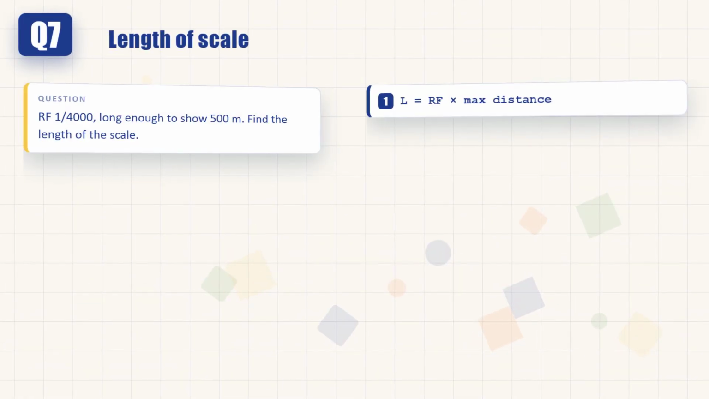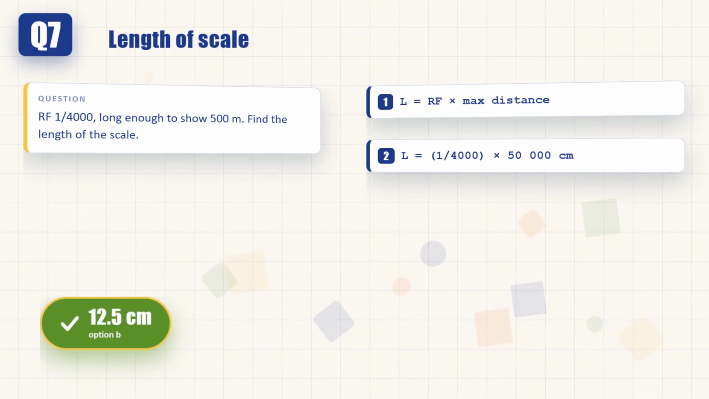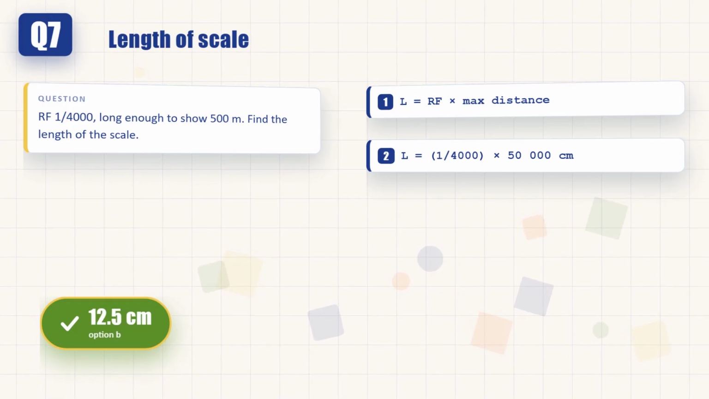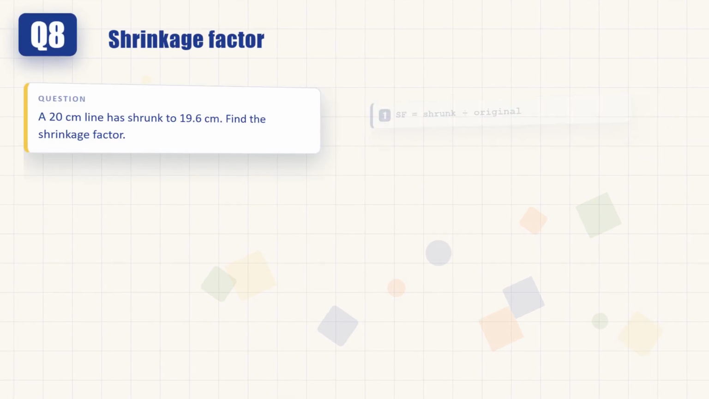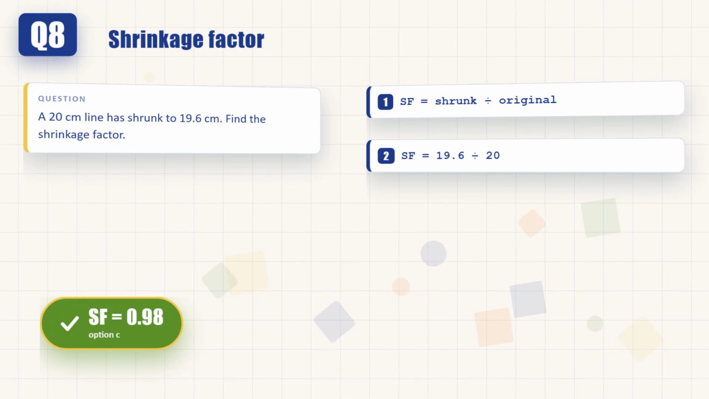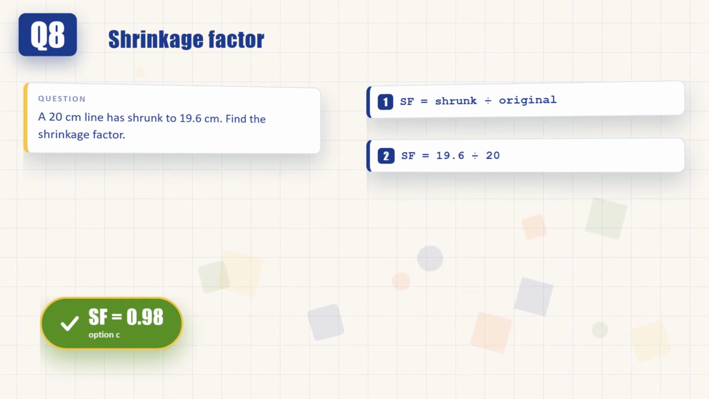Question 7. Length of scale equals RF times the maximum distance. 1 by 4,000 times 50,000 centimeters, that is 12.5 centimeters. Option B. Question 8. Shrinkage factor is the shrunk length divided by the original length. 19.6 divided by 20 is 0.98. Option C.